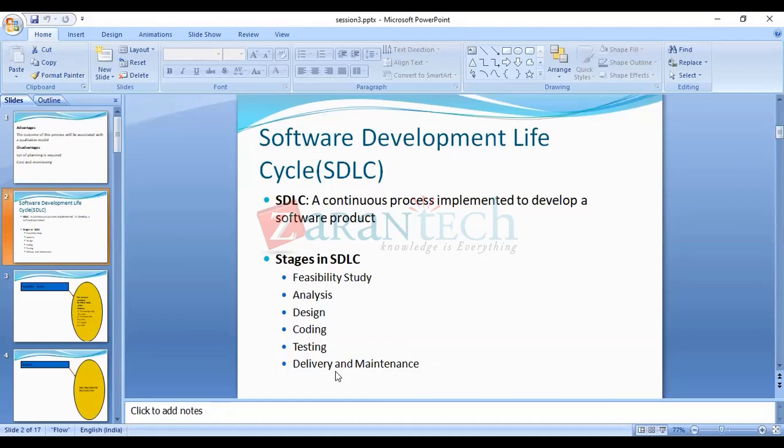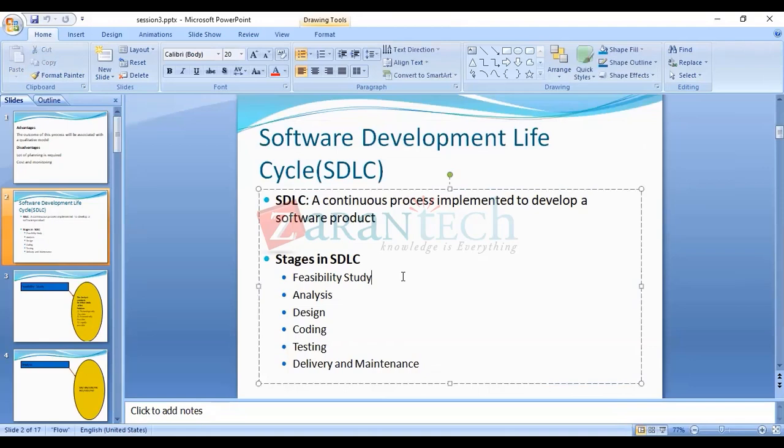SDLC stands for Software Development Life Cycle. Again, I'm repeating: S stands for Software, D stands for Development, L stands for Life, C stands for Cycle. Software Development Life Cycle. So it's a process. Why is it a process? You can ask the question yourself. SDLC is the process to develop a particular application.